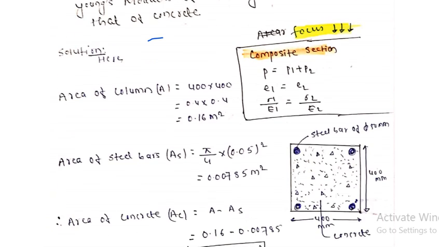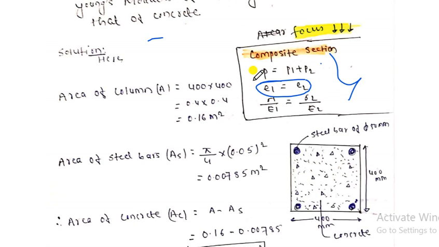Here I have told you, my dear friends, in composite sections we just have to focus on these two concepts, right? That is, the total load is equal to the sum of the two loads, and the strain, that is the change in extensions or compressions, in one section is equal to that in the other section. So we just have to understand these two steps, and you can solve any numerical.